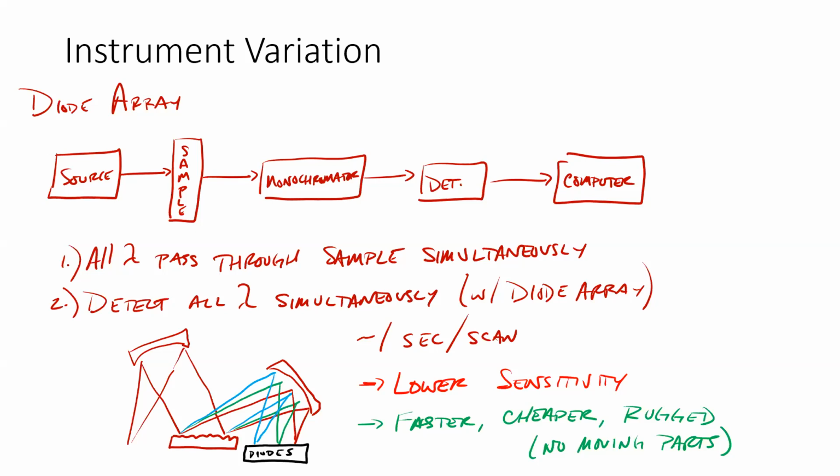Okay, so that's a diode array. The last thing that we'll talk about in terms of instrument variation is a dual beam.